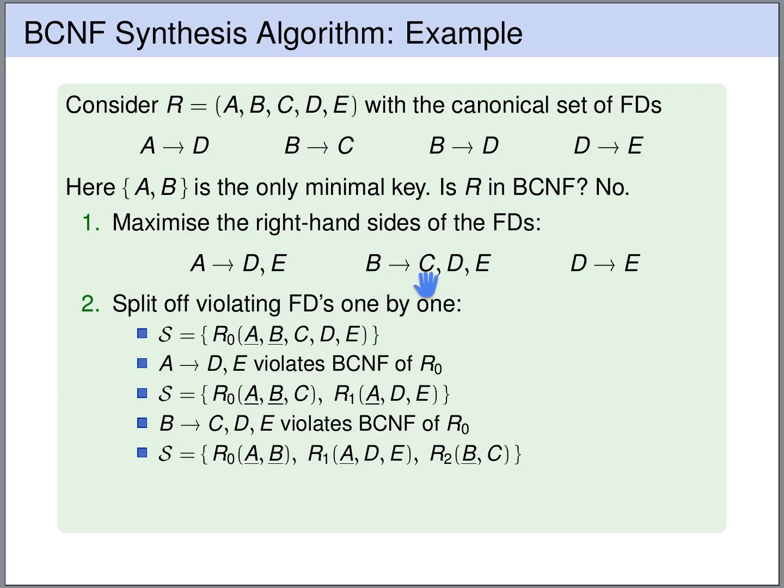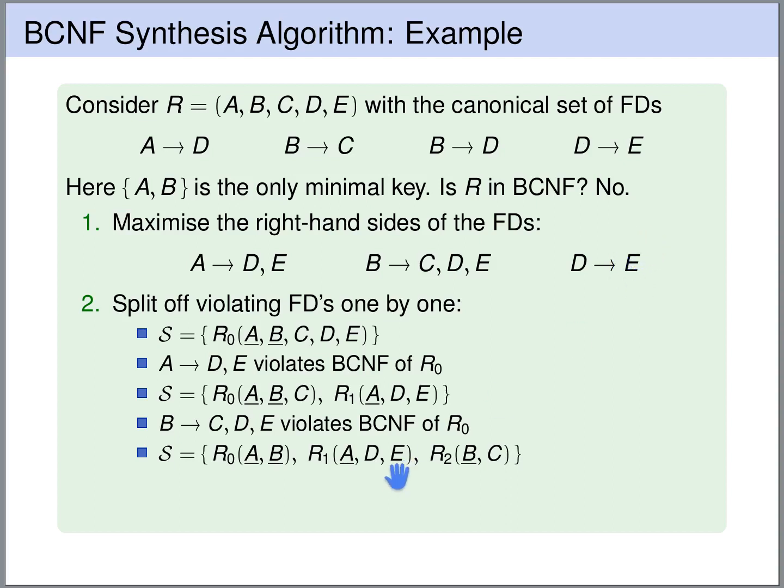B uniquely determines CDE. There is no B in this table, so that's no problem. D uniquely determines E. We have D in this table, so the left-hand side is contained in this table. The left-hand side is not a key of this table because D only uniquely determines E and not A, so it does not determine all of the attributes. So the left-hand side is not a key. It's also not a trivial functional dependency, and one of the attributes on the right appears in this table.